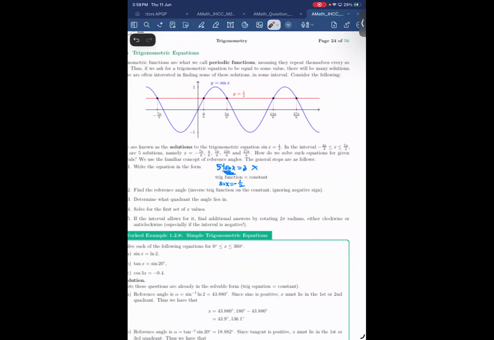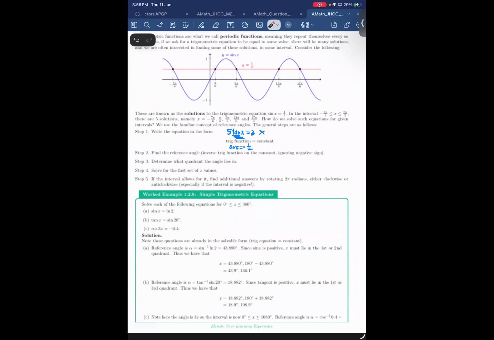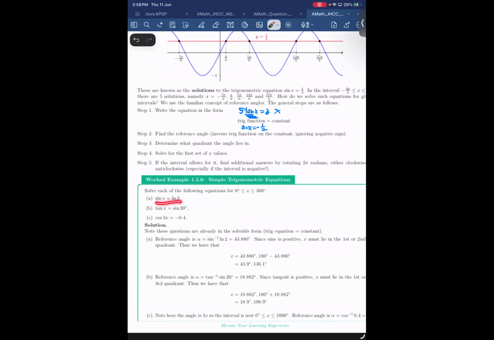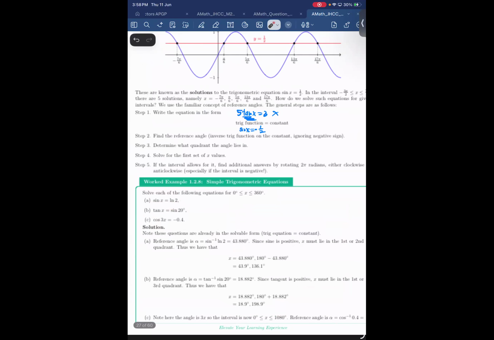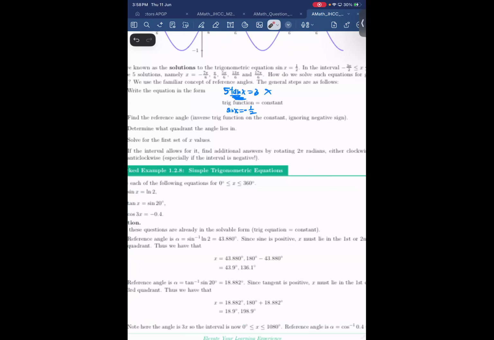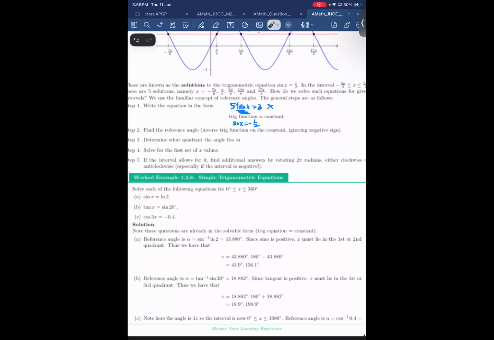Any questions about the steps? The steps I'll go through very quickly, and give more time to practice, since I think you should be quite familiar with it. So sin x equals to ln 2. Ln 2 is positive. So the reference angle is sine inverse of ln 2, which is 43.880 degrees. Then since ln 2 is positive, ASTC means it lies in the first or second quadrant. First quadrant is just going to be alpha, and second quadrant is 180 degrees minus alpha. Then there are two answers.